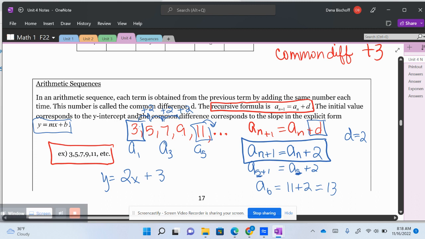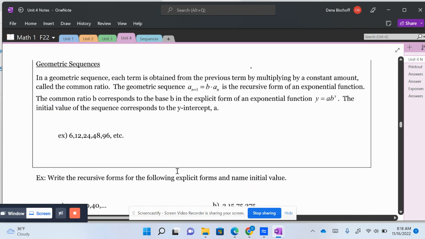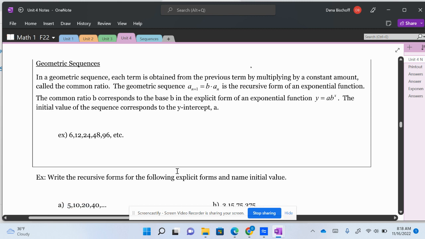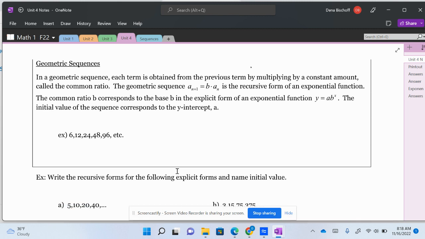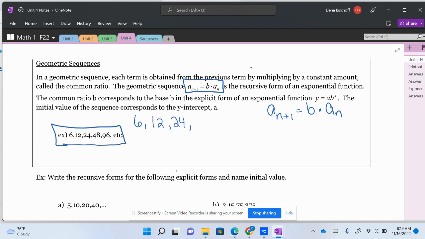Okay, let's move on to the next one and talk about a geometric sequence. So a geometric sequence, much like an exponential function, has a recursive formula. A sub n plus 1 equals b, which is your base, times a sub n. A sub n plus 1 equals b, which is your base, times the next term, okay? So let's look at this sequence right here. 6, 12, 24, 48, 96, dot, dot, dot.